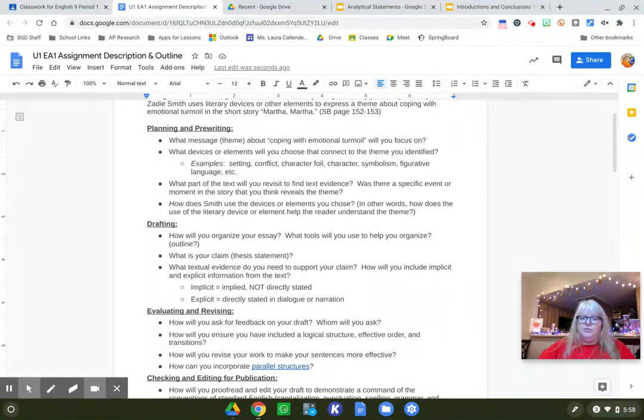And so all of this is what you need to think about as you prepare to start drafting. Read through what you need to do to draft. Of course, you will think about your organization, which I'll go over in a moment. Think about what your claim is going to be. So your thesis statement: in the short story Martha, Martha, Zadie Smith uses blank, blank, and blank to communicate the theme that, and then the theme. So the blanks would be, of course, the literary devices you choose to talk about in your essay. And then, of course, what text evidence do you need? And hopefully in your planning stages and in the document that you collaborated on last week, you came up with plenty of evidence that communicates that theme to the reader.